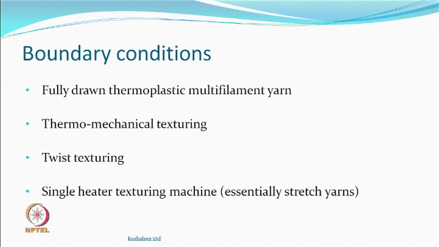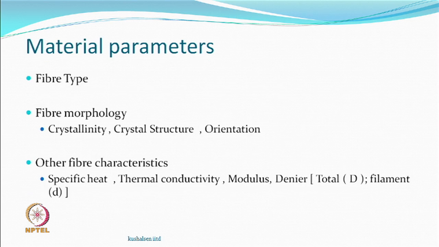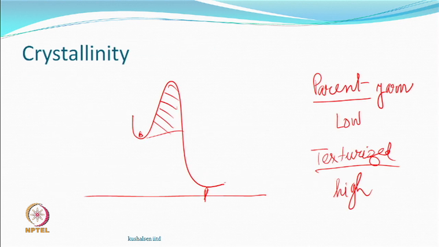So, the boundary conditions still remain the same. We are working on thermoplastic multifilament yarns. We are looking at twist texturing, thermomechanical texturing and a single heater machine. Last time, if you remember, we said the material parameters would be of the type fiber, fiber morphology, which means crystallinity, crystal structure, orientation, and other characteristics like specific heat, thermal conductivity, modulus, denier and filament. So, hopefully we should be able to complete at least this.